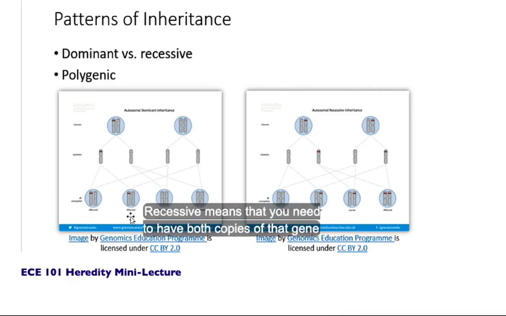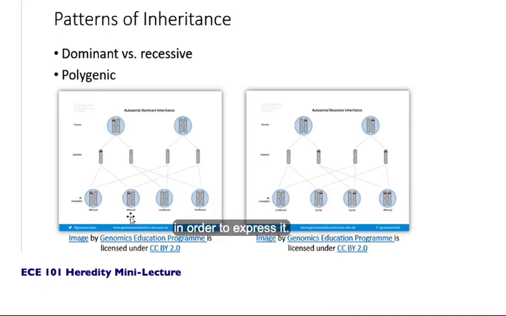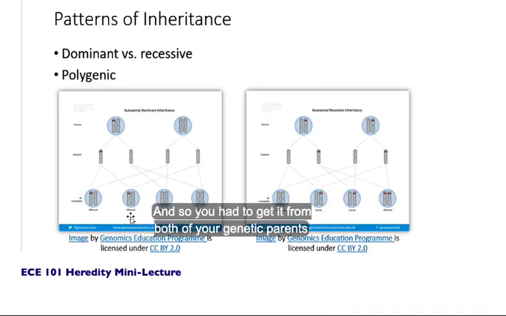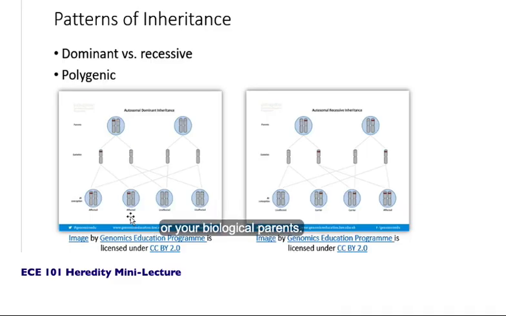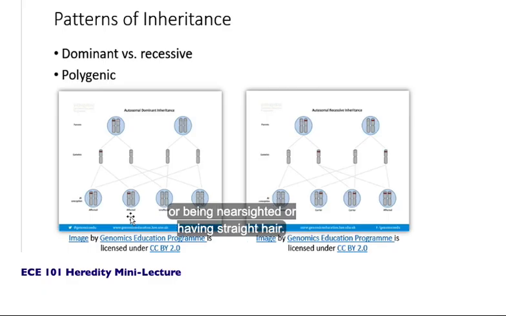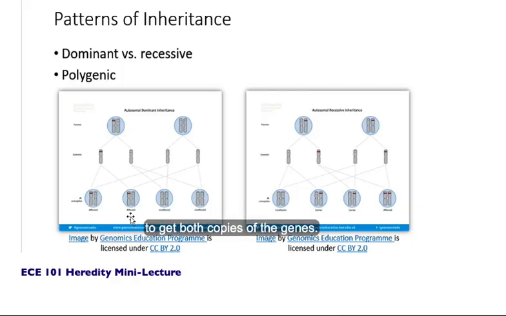On the other hand, you have recessive. Recessive means that you need to have both copies of that gene in order to express it. And so you have to get it from both of your genetic parents or your biological parents. Those happen to be things like having red hair or being nearsighted or having straight hair. Those are less likely to happen because you have to get both copies of the genes.